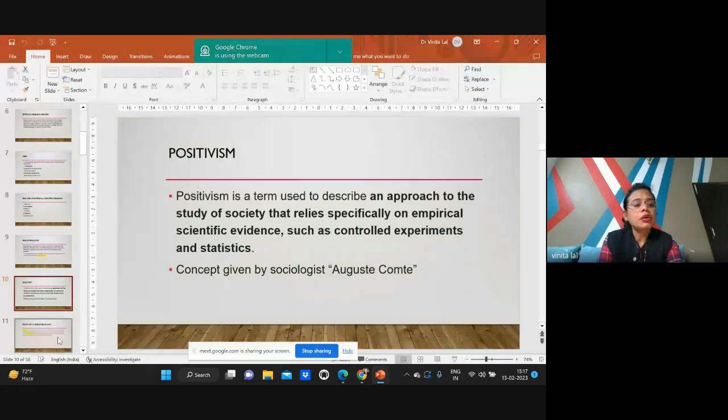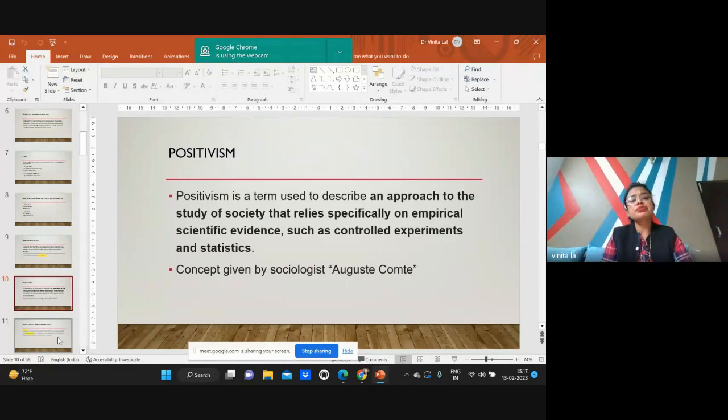Positivism. The concept of positivism was given by Auguste Comte. Positivism is used to describe an approach to the study of society, and it relies specifically on empirical scientific evidence such as controlled experiments and statistics. It is a method of research. It is an ideology that reliable, authentic knowledge can only be obtained by using the scientific method. Positivism means experiment, measurement, observation, testing, and verification.